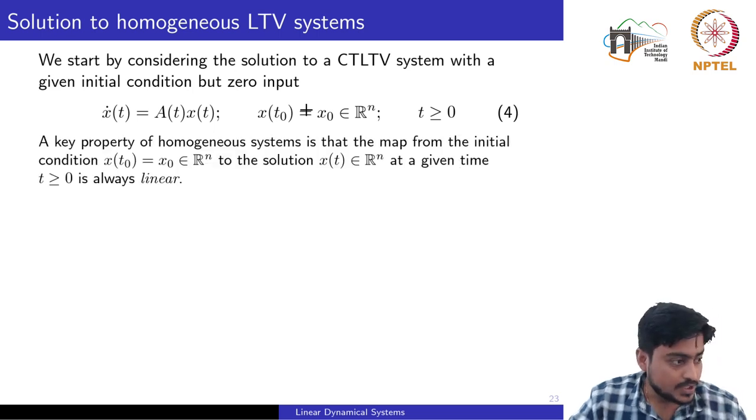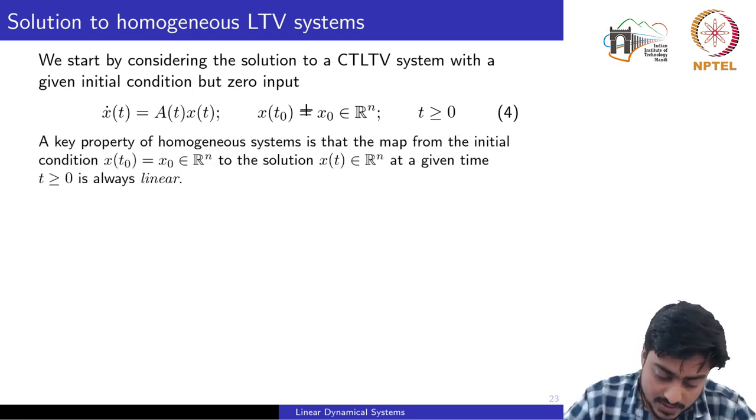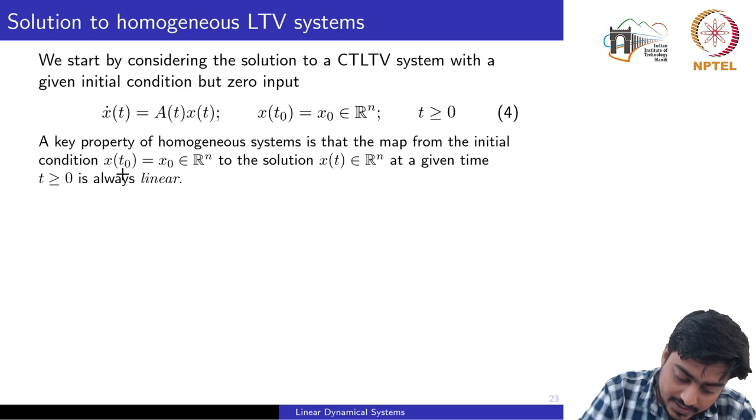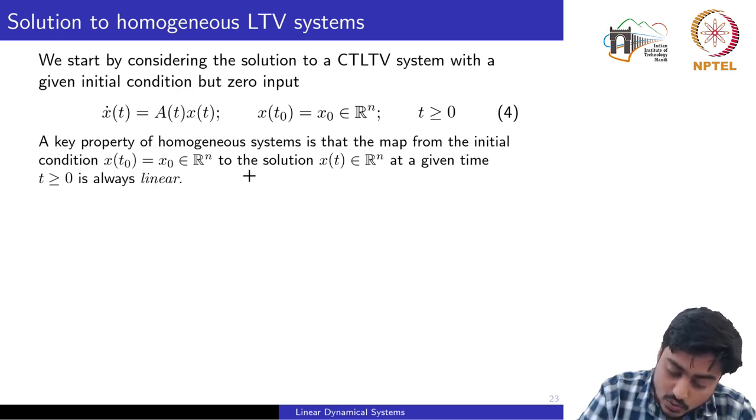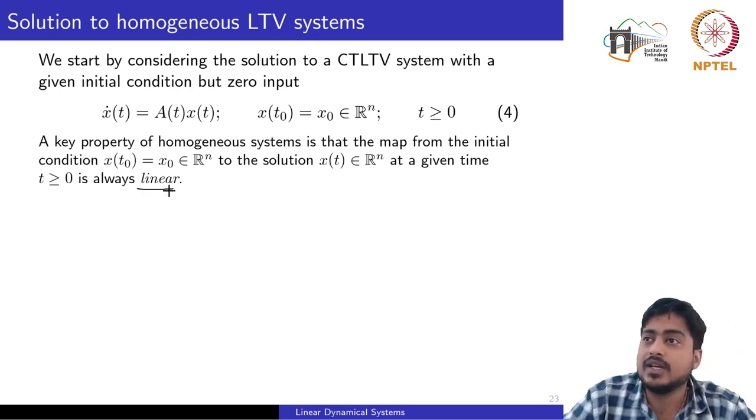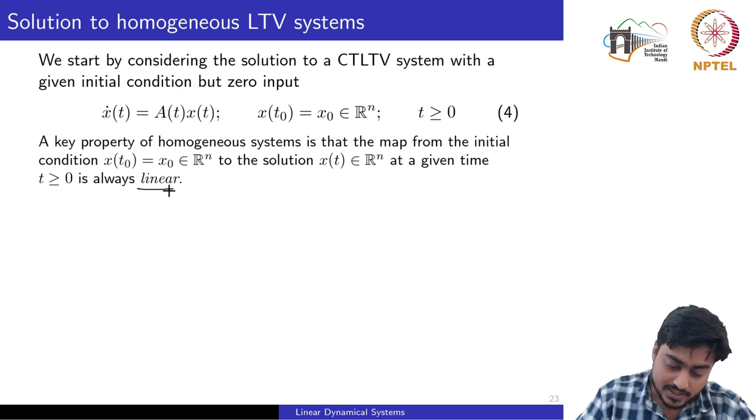There is a very nice property associated with the homogeneous system: when we compute the solution, the map from the initial condition x(t naught) equal to x naught to the solution x(t) at a given time is always linear. This means we can individually study the response of the state space system, first by considering the homogeneous equation and then the non-homogeneous equation, because of the linearity property.